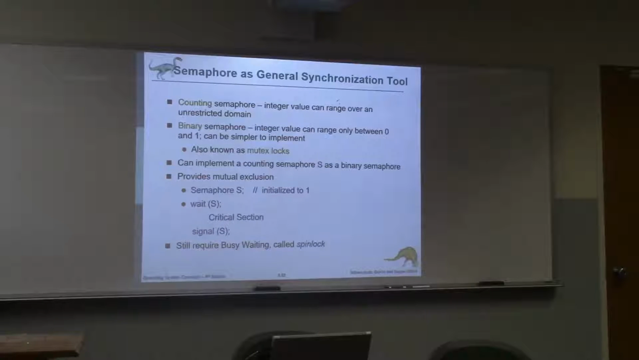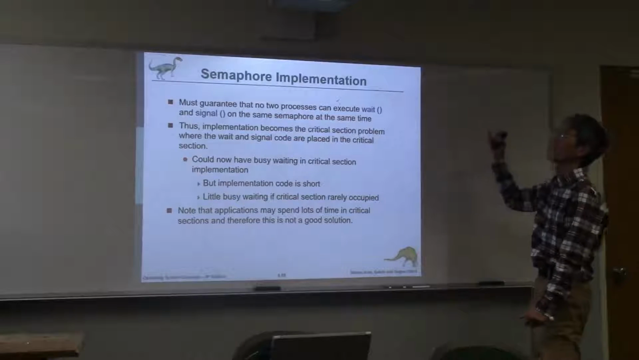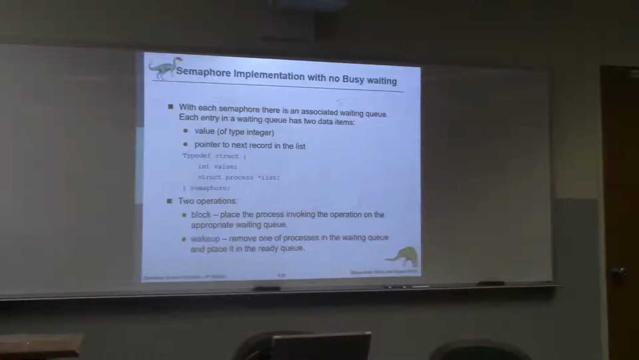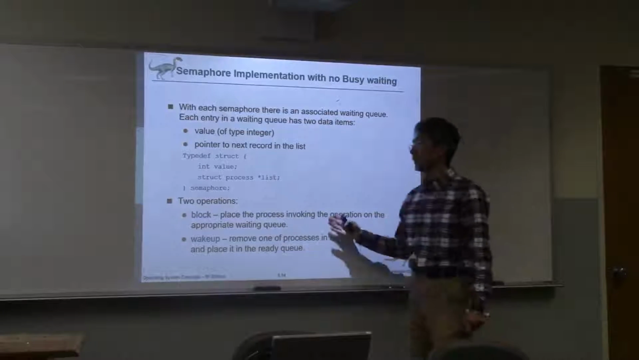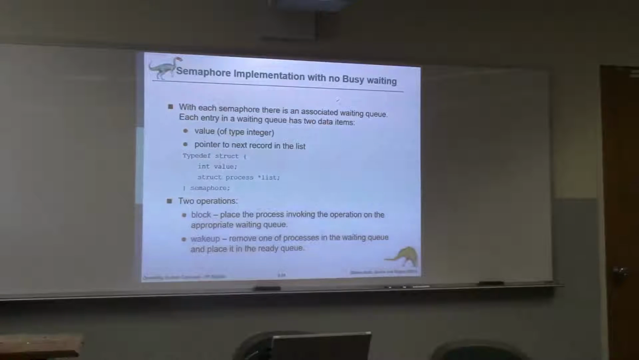So basically, the count is 0 or 1. A binary semaphore is called the mutex lock. There are two operations, wait and signal. Wait is the minus and the signal is the plus. There are two operations that use different names, block and wakeup, but that is the same operation as signal and wait. Okay, it's the same idea.